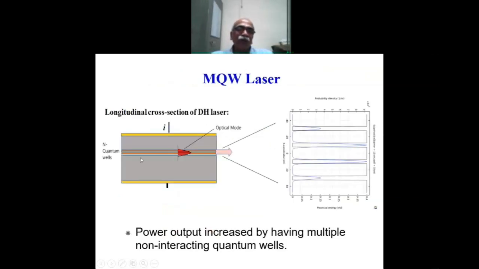You can see now. So this is a multiple quantum well laser, which has two. In this, only 2 quantum wells are there. There can be, usually there are about 4 or 5 quantum wells which are used. By using more quantum wells, which are non-interacting, you are making use of the quantum size effect, but the volume of the material is increased.